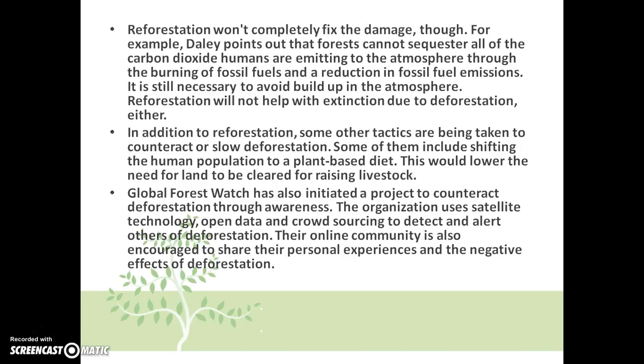Other than that, Global Forest Watch has also initiated a project to counteract deforestation through awareness. The organization uses satellite technology, open data, and crowdsourcing to detect and alert others of deforestation. Their online community is also encouraged to share their personal experiences and the negative effects of deforestation.